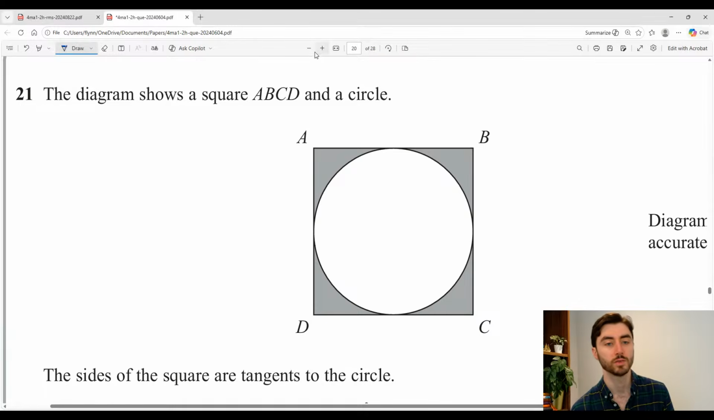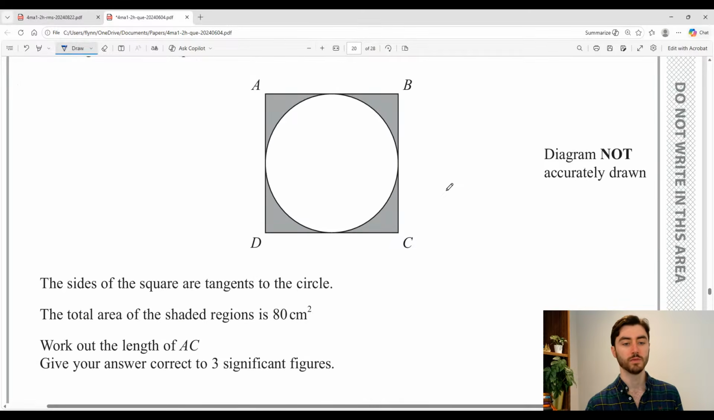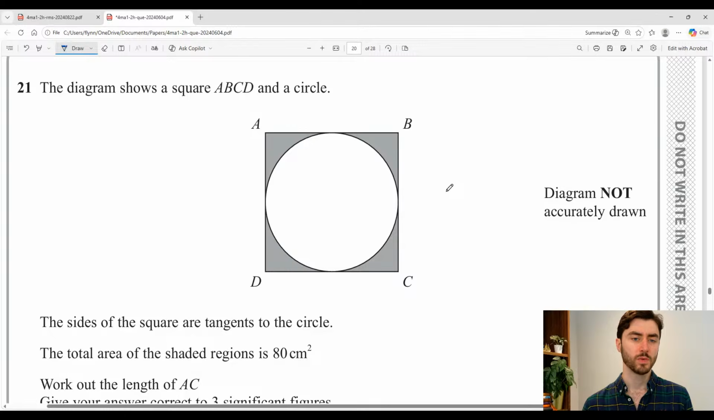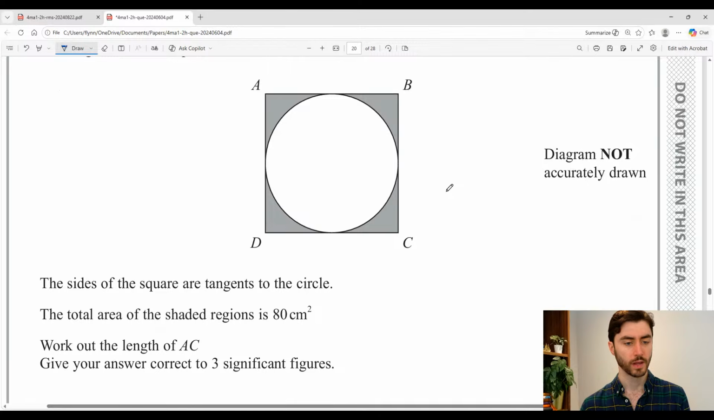Here on question 21, we see a little bit of geometry. I'm disappointed not to get a good circle theorems question yet. So we have a square and a circle. The total area of the shaded region is 80. Work out the length of AC.